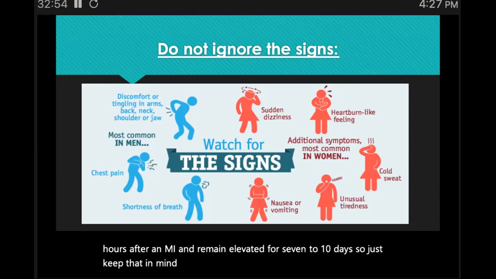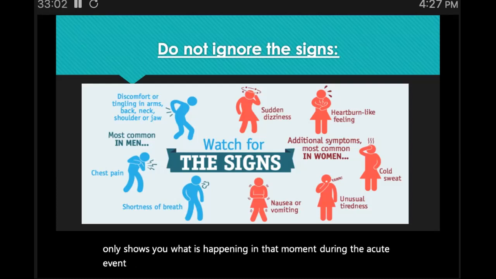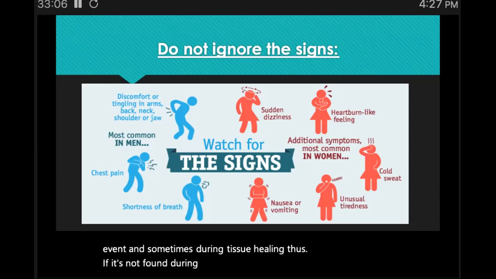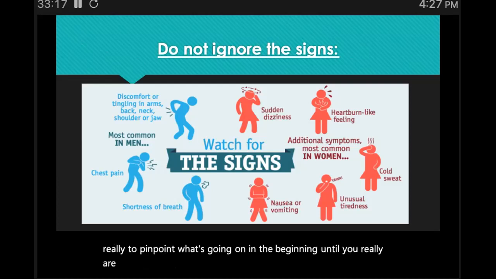EKG changes are transient. Keep in mind, an EKG only shows you what is happening in that moment during the acute event and sometimes during tissue healing. Thus, if it's not found during the acute presentation, you may miss it. All right. So you may need to do an EKG every 15 minutes, really to pinpoint what's going on in the beginning until you really are sure what your diagnosis is.